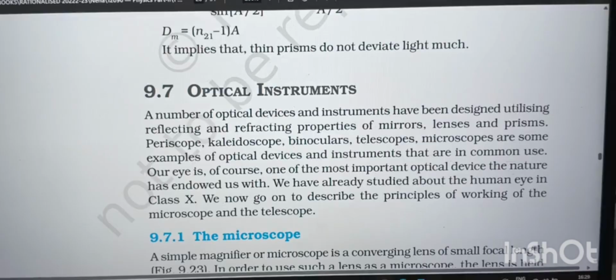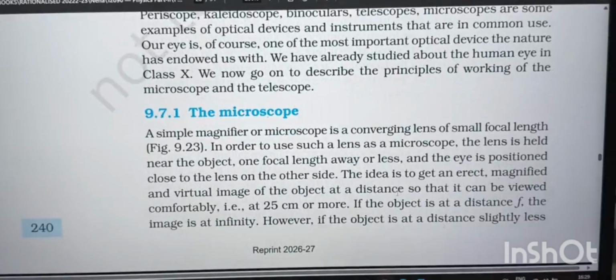So let us see about a normal simple microscope in the first scenario. You can call it a simple magnifier. It is a converging lens, meaning convex lens. Now it will be of small focal length. Now in order to use such a lens as a microscope, generally the lens will be put near the object, one focal length away or less than that. At the principal focus you can place the object, then at infinity the image will form, or less than that. If you are going to keep it closer, it will form less than infinity.